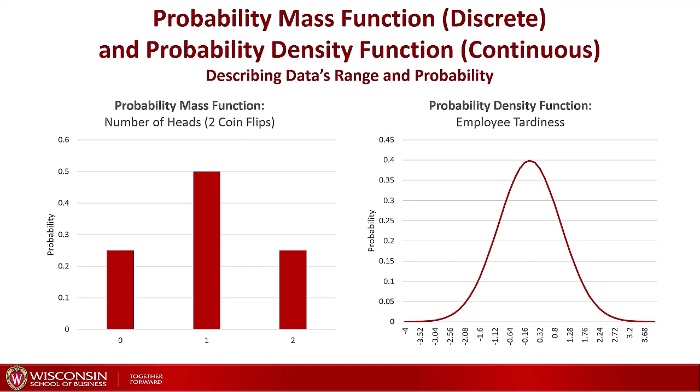Moving over to the continuous variable on the right, we're going to look at the probability density function related to employees' tardiness. Now, again, the y-axis represents the probability density. However, we no longer see bars like in the histogram case. What we see instead is a line that represents the probability at each one of the intervals. Now, why is this a line? It's a line because we have a continuous variable.